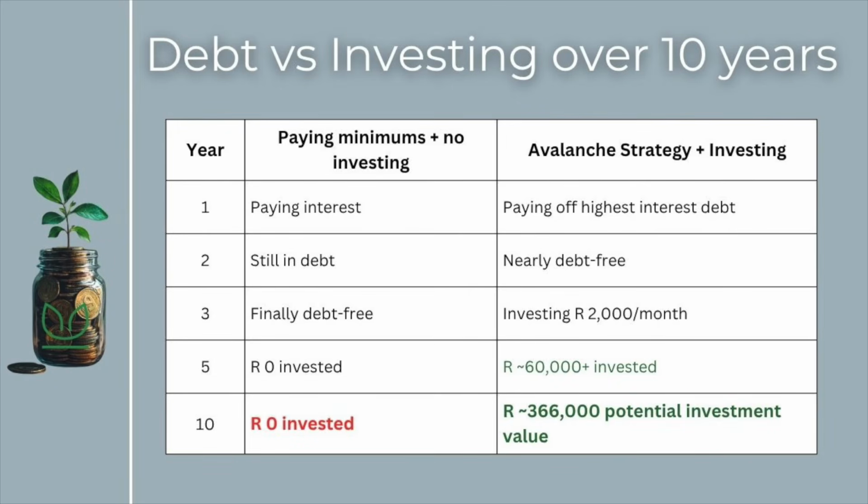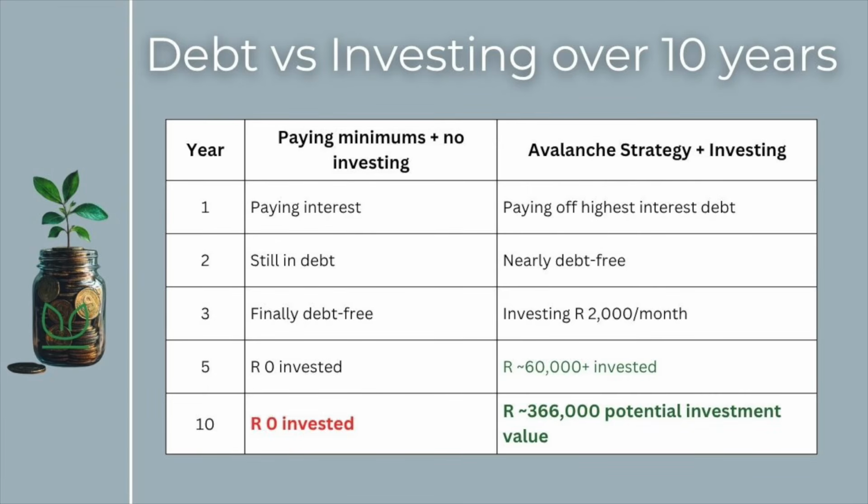When we look at our table, being stuck in debt making minimums versus being debt-free and investing. When you are stuck in debt, doing only the minimum payments, in year 1 you are only paying off interest. Year 2, you are still paying off debt. Maybe the interest you have paid off, but you are still paying off the debt. You only become debt-free in year 3. And then between year 4 to year 10, because you are not investing, you have zero money that you have put aside for growth.